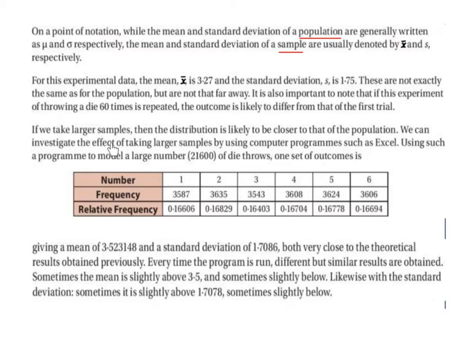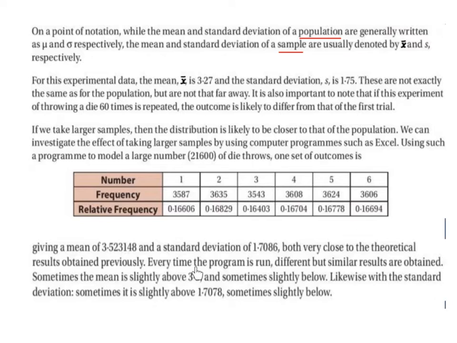If we take larger samples, then the distribution is likely to be closer to that of the population. We can investigate the effect of taking larger samples by using computer programs such as Excel. Using such a program to model a large number, for example 21,600, of dice thrown, one set of outcomes is as follows. This gives a mean of 3.523148, standard deviation of 1.7086, and both are very close to the theoretical results obtained previously.